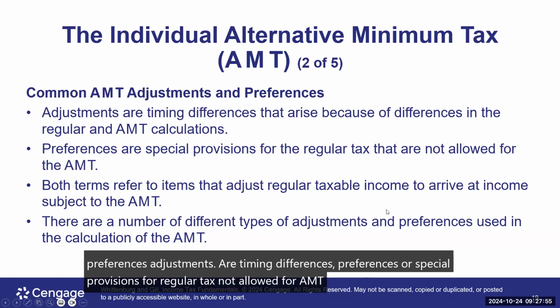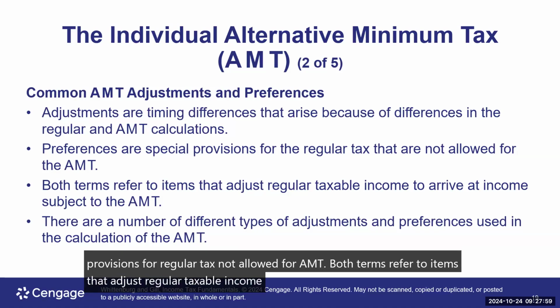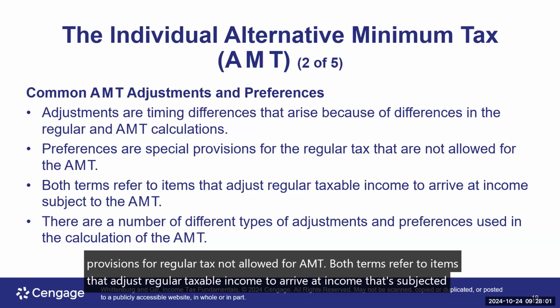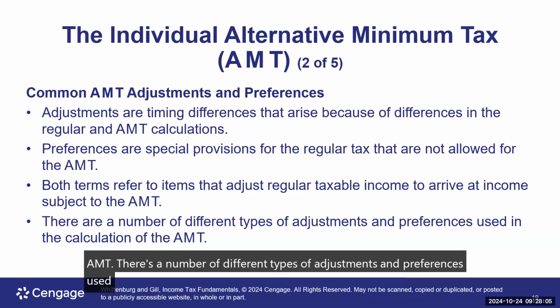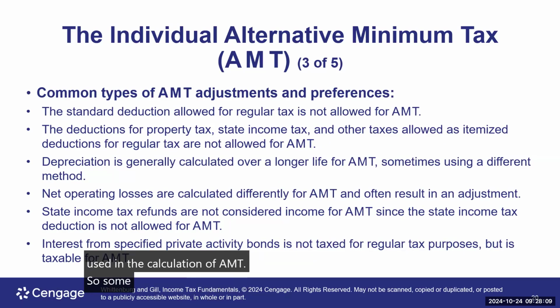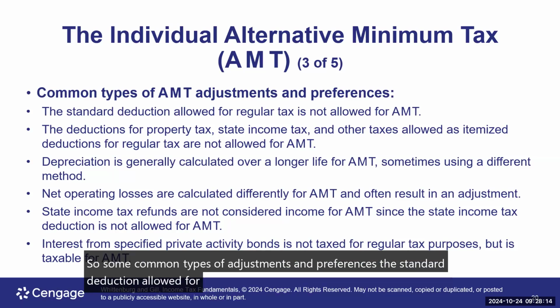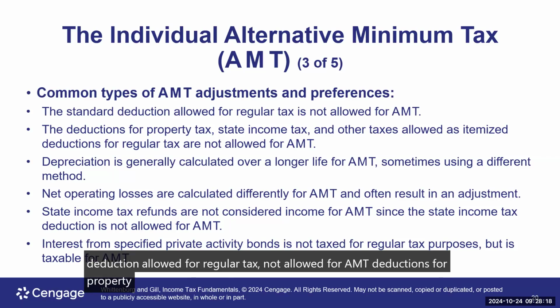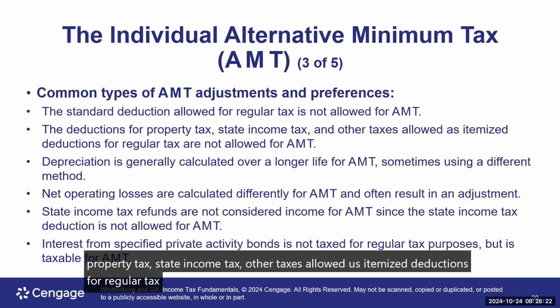Both terms refer to items that adjust regular taxable income to arrive at income that's subjected to AMT. There's a number of different types of adjustments and preferences used in the calculation of AMT. So some common types of adjustments and preferences: the standard deduction allowed for regular tax, not allowed for AMT. Deductions for property tax, state income tax, other taxes allowed as itemized deductions for regular tax, not allowed for AMT.